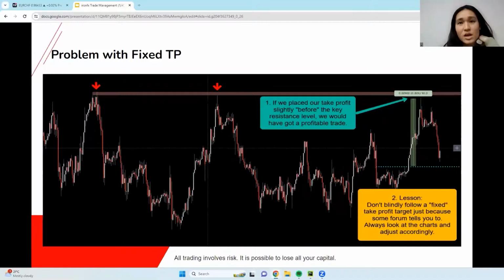Okay. Now, in an alternative scenario, if we had placed our take profit before the key resistance area, we would have gotten a profitable trade. So if we had placed it slightly below, okay, we would have caught price before it reversed. So the important thing to note from this is to look at the charts and adjust your take profit and stop loss levels accordingly, and not just blindly follow a fixed take profit target, such as 100 pips like we did over here. It's always important to look at the charts and then adjust accordingly.